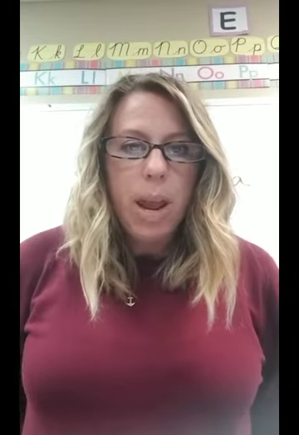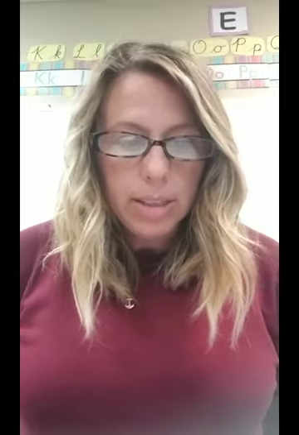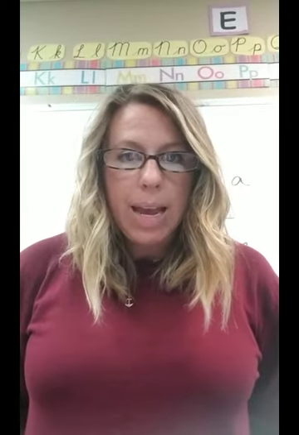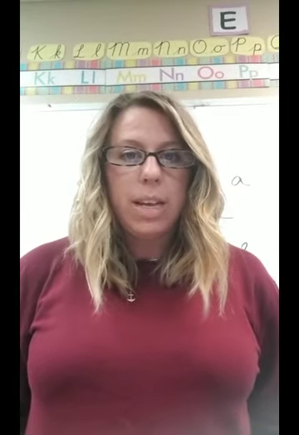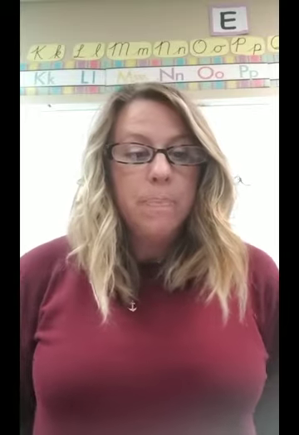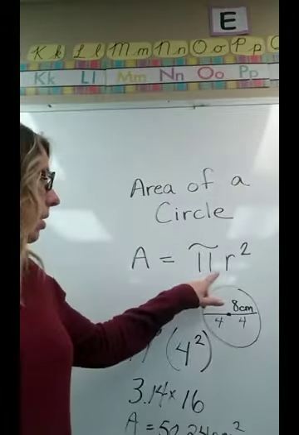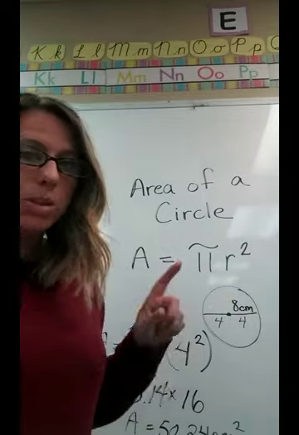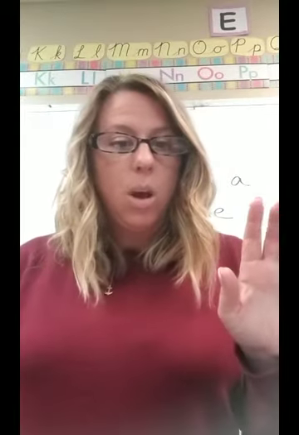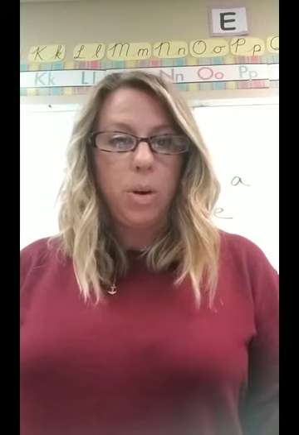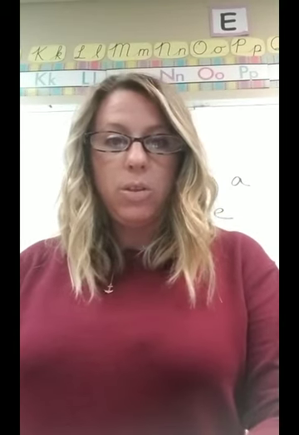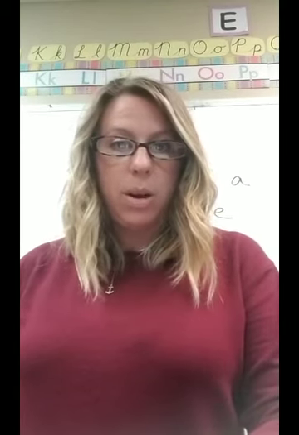On 5 through 8, it gives you some directions. For pi, instead of 3.14, they say just round it to 3. So 5 through 8, instead of it being 3.14 times radius, it's going to be 3. So make sure you pay attention to those directions. 1 through 4, you're doing 3.14. 5 through 8, you're using 3 times radius squared.